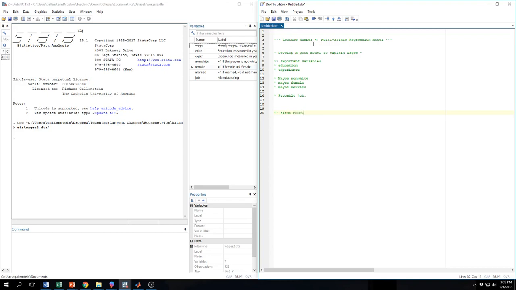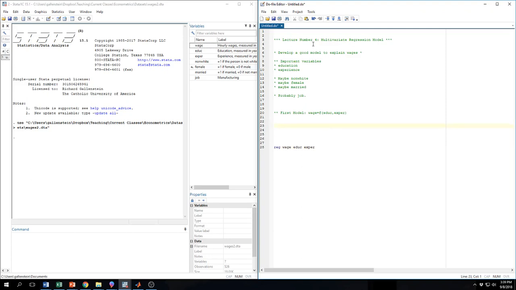First model, we're going to say wage equals some function of education and experience. All right, that's going to be our first model. So let's think about that. Now we might jump straight to a regression: reg wage education experience. But let's let our data talk a little bit.